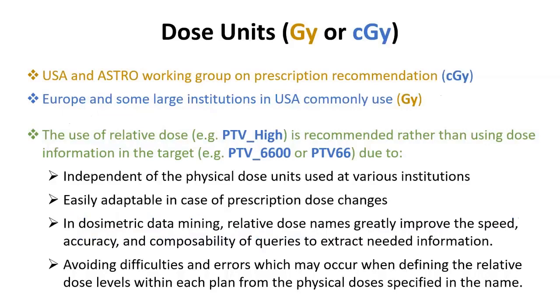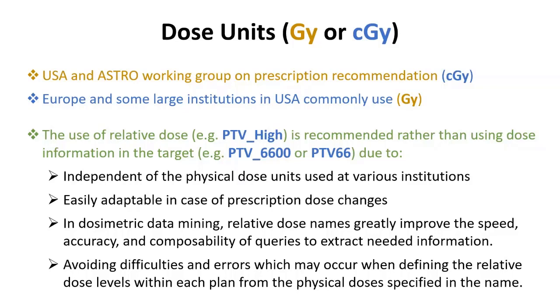Now, this is a big question. What to use, gray or centigray? There are two schools, let's say. The AAPM and ASTRO working group on prescription recommend to use centigray. So huge clinics in the United States, North America even, use the centigray as per also the ASTRO recommendation. Europe and large institutions in the USA use the gray. Both of them are correct. There is no one which is wrong and this one is right. Both of them are fine.